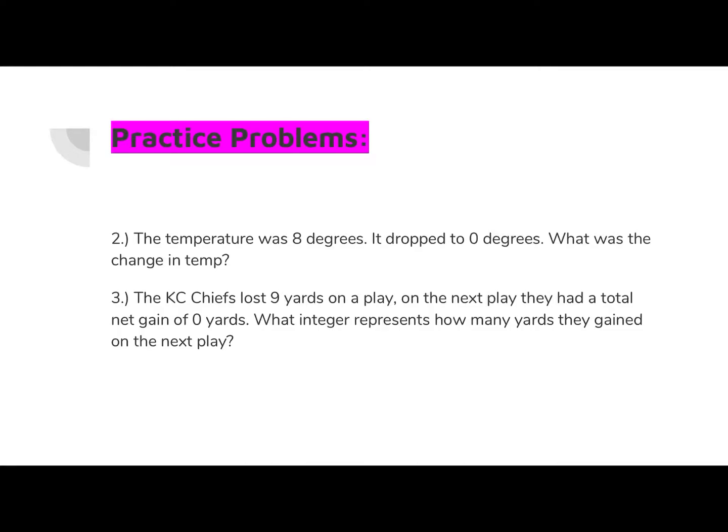And finally, the Kansas City Chiefs lost 9 yards on a play. On the next play, they had a total net gain of 0 yards. What integer represents how many yards they gained on the next play? So this basically is saying on the first play, they lost 9 yards. On the second play, they gained a certain amount of yards. And on the third play, they had a total of 0 yards. So we want to see how many yards they gained on that second play.